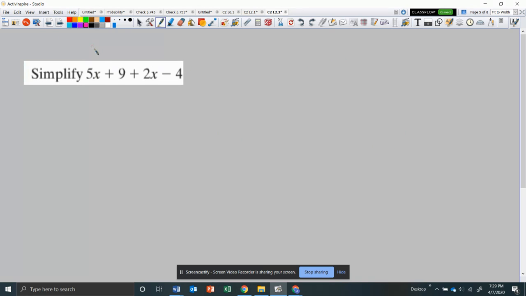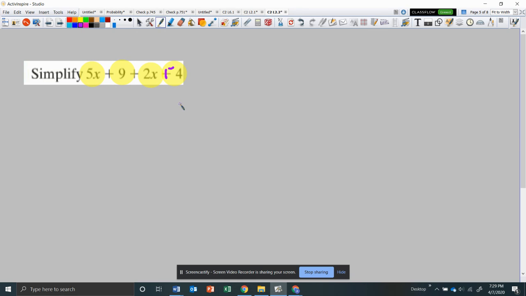So if we're going to separate these, I want you to notice that this is 4 terms. We've got, I'm going to highlight them, I've got 5x, I've got a 9, I've got a 2x, and I've got a -4. Remember, this is actually a -4 because this is like a plus a -4.